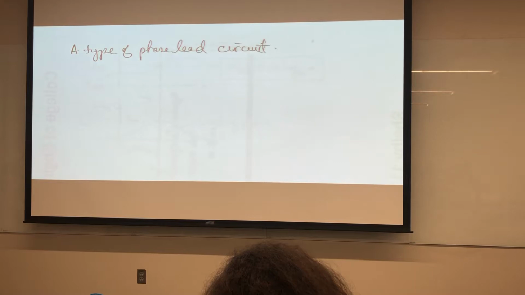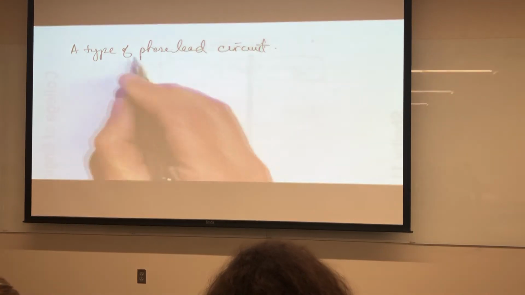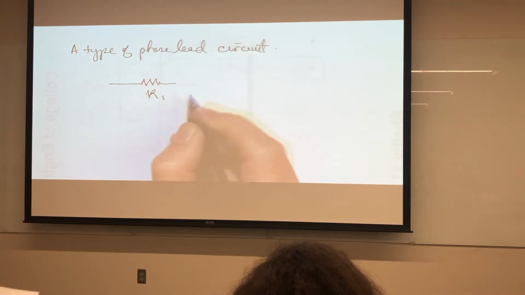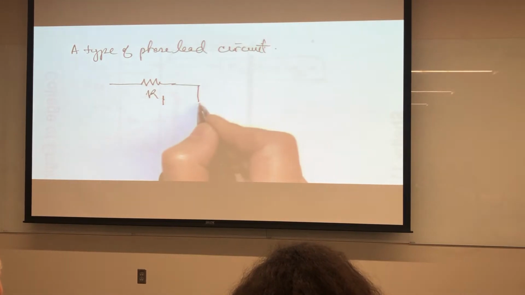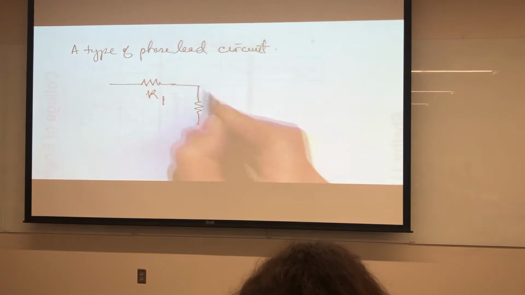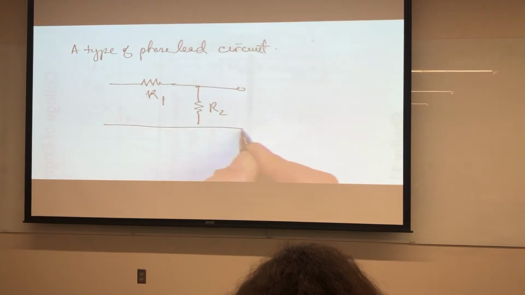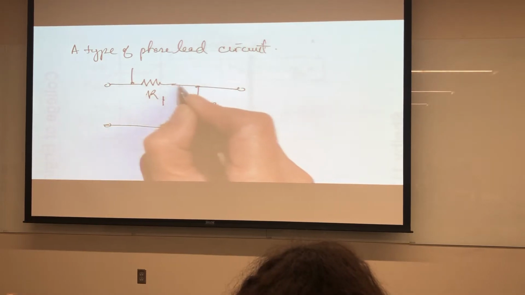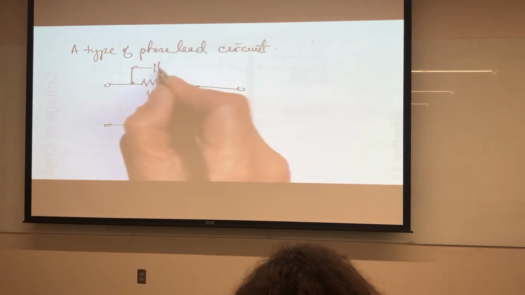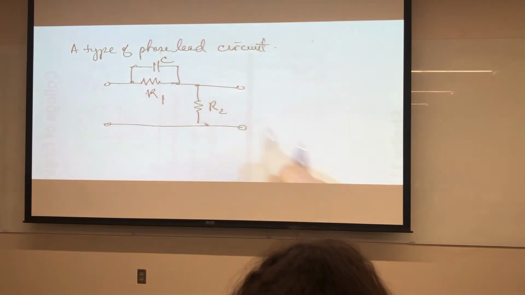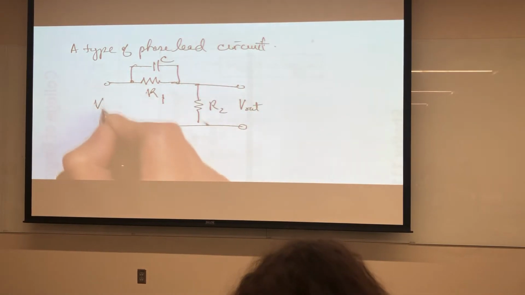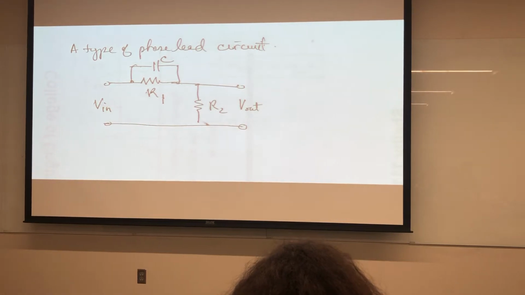Okay, this is a circuit. And so what I'm going to do is draw this diagram: a resistor R1, a resistor R2, and then in parallel with this, I have a capacitor, like so. This is the output voltage, and this is the input voltage, Vout over Vin. Okay, so that's the circuit.